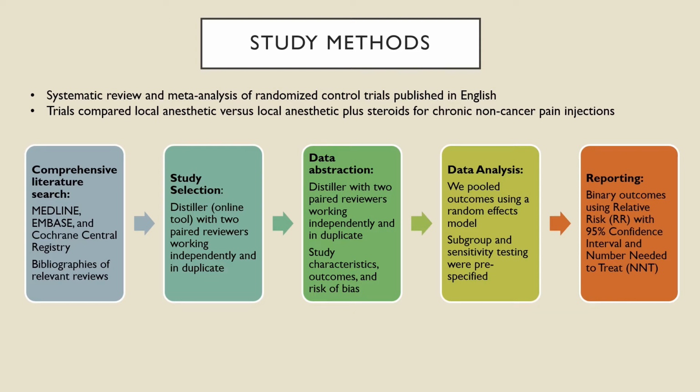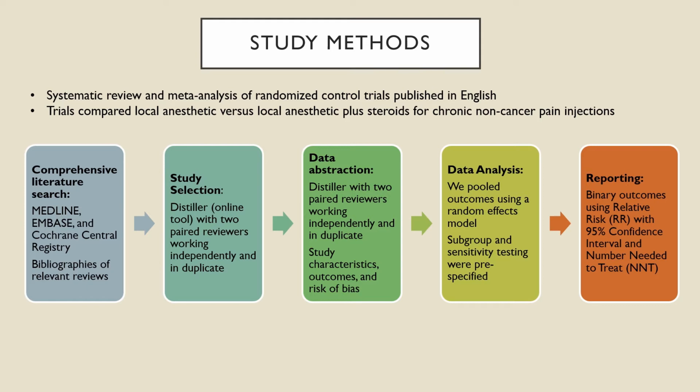Study selection was done by paid reviewers using an online tool called Distiller. Reviewers would work independently and in duplicate. Data abstraction was also done in Distiller by paid reviewers, and we extracted study characteristics, outcome measures, as well as risk of bias measures. Studies were pooled for outcomes using a random effects model whenever there were more than 2 studies per outcome domain. We also pre-specified our subgroup and sensitivity testing hypothesis.